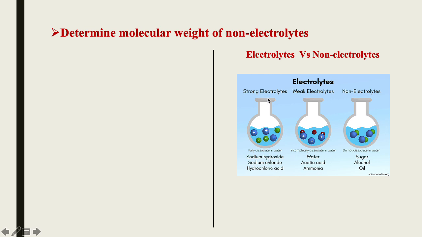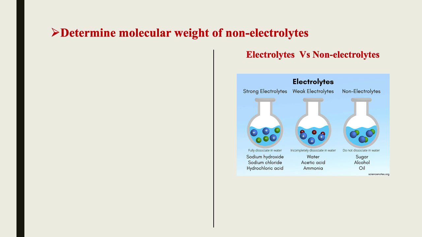Now we will see what is meant by weak electrolytes. As you can see in this round bottom flask, two ions are together and one is dissociated. So we can say it is incompletely dissociated in water. For example, water itself is incompletely dissociated. Then acetic acid and ammonia, because of being a weak acid and a weak base, are weak electrolytes. So these are the weak electrolytes.